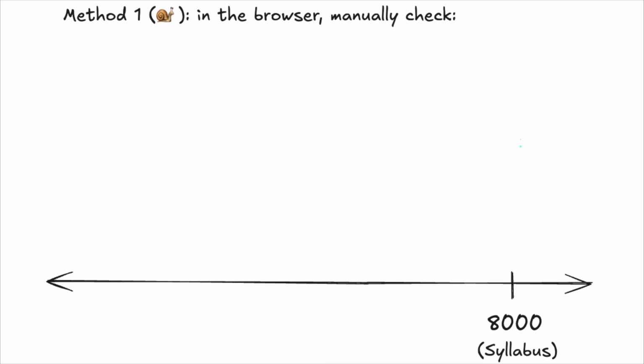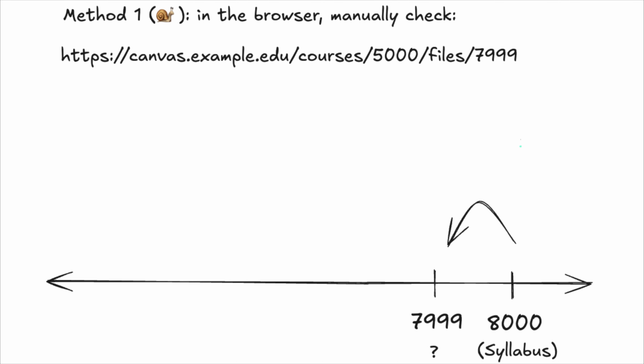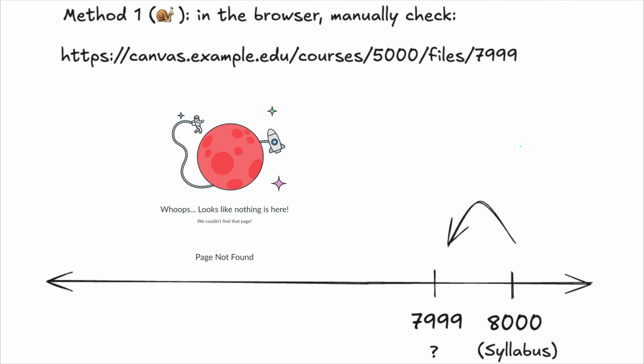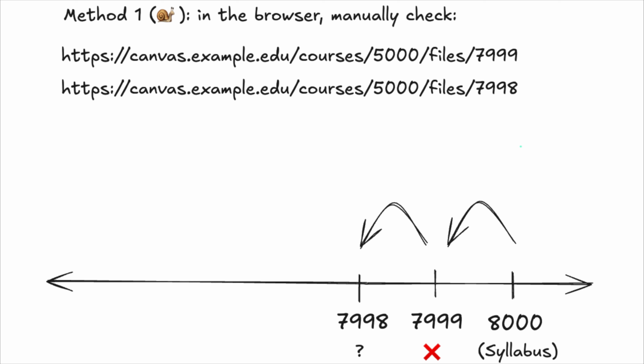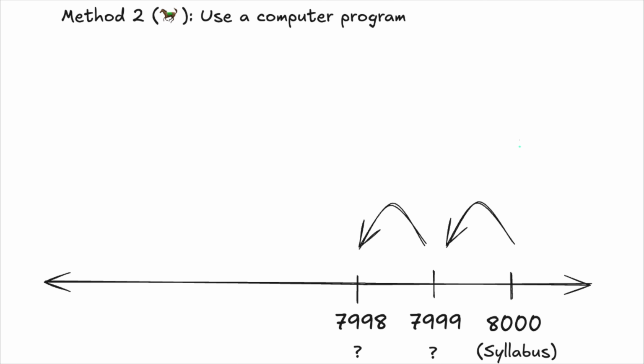In our example, recall that the oldest file was the syllabus at location 8000. You've probably figured it out by now, but why not just subtract 1 from the file ID? If you get this message, don't worry, just try again, and keep trying until you get a file that works. If you're lazy like me, you can automate this process.